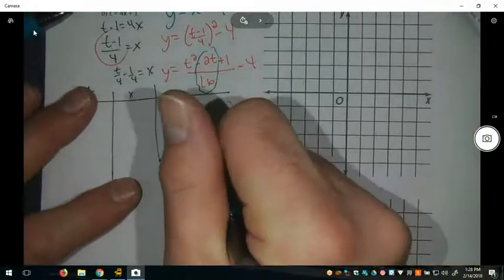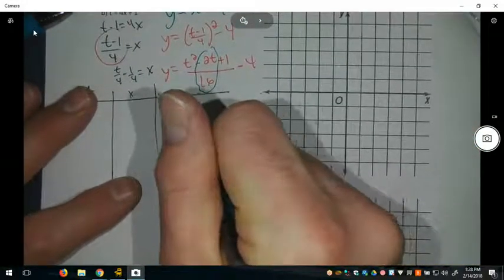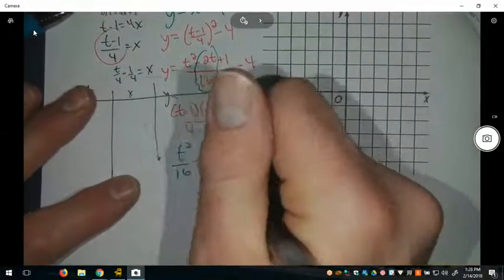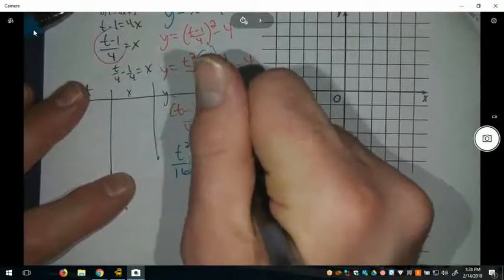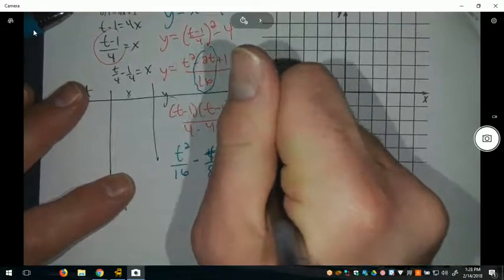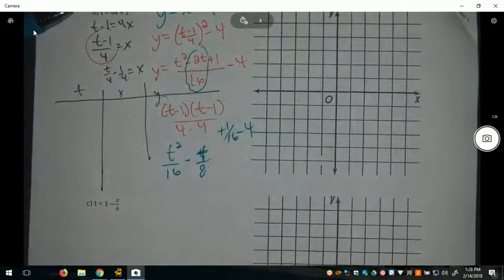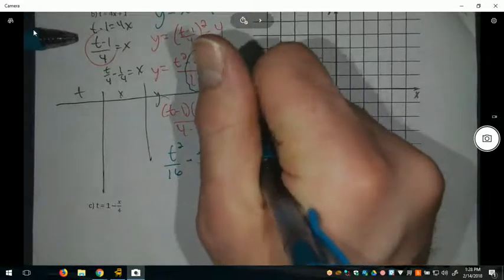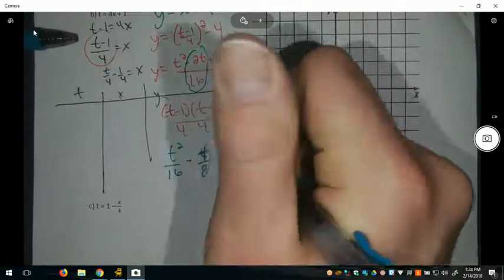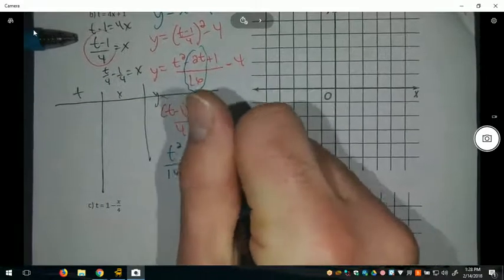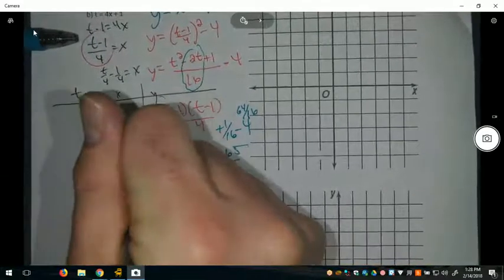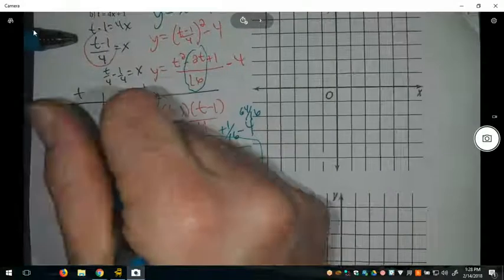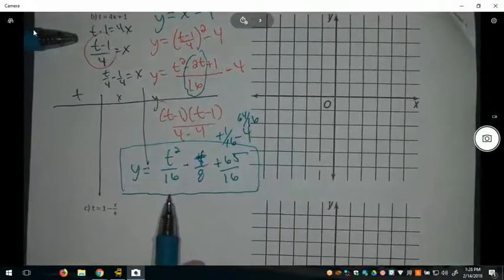That will reduce to minus t over 8 plus 1/16. So I have plus 1/16, and I'm taking 4 away from it. 4 in terms of sixteenths, I'd have to multiply 4 by 16. 4 times 16 is 64, so 4 is really 64/16. So this will be plus 65/16. There's my function. There's my equation for y.